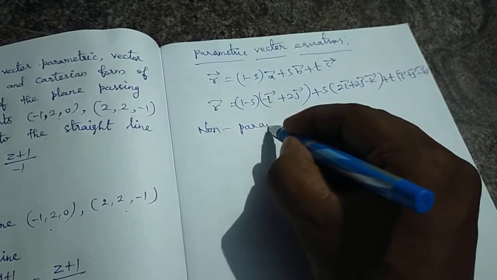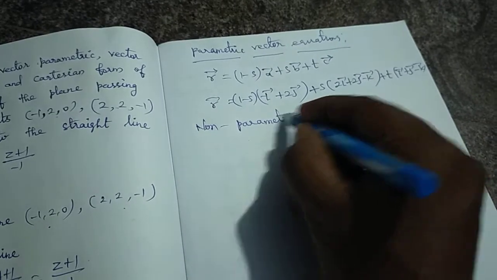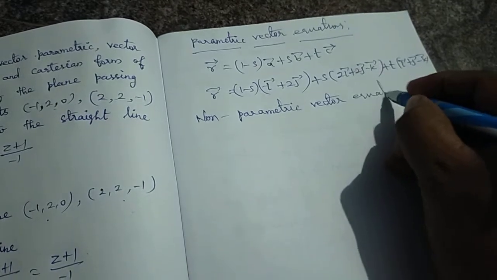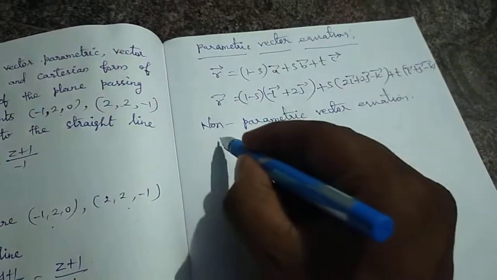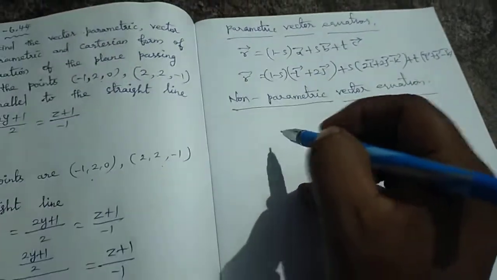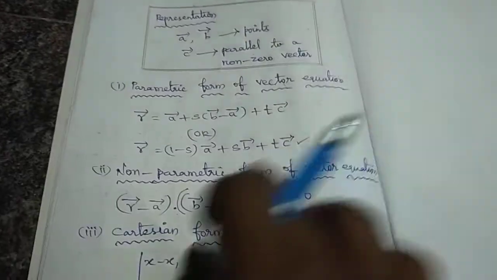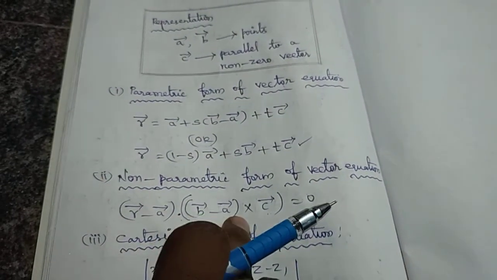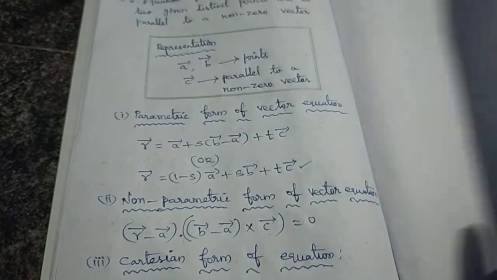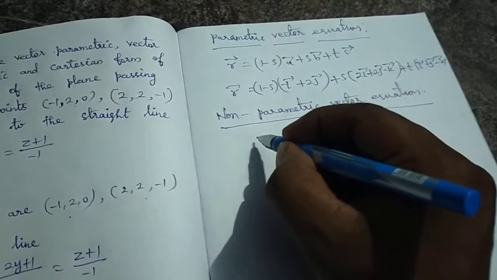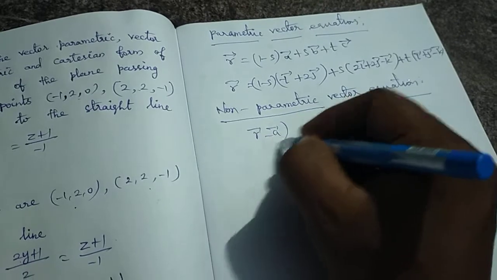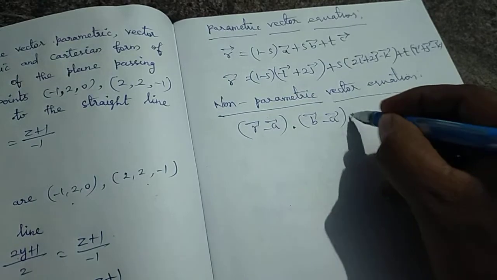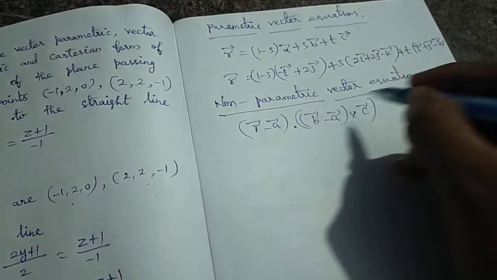Non-parametric vector equation. First I write the formula. Non-parametric vector equation: (r vector minus a vector) dot (b vector minus a vector) cross c vector equals 0. Can you understand, children? (r vector minus a vector) dot (b vector minus a vector) cross c vector equals 0.